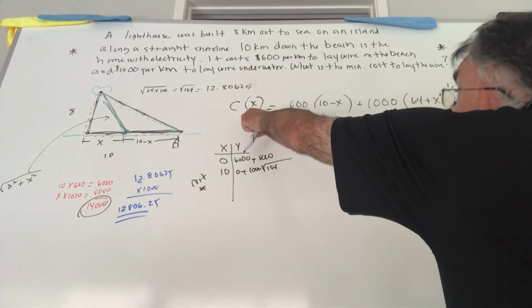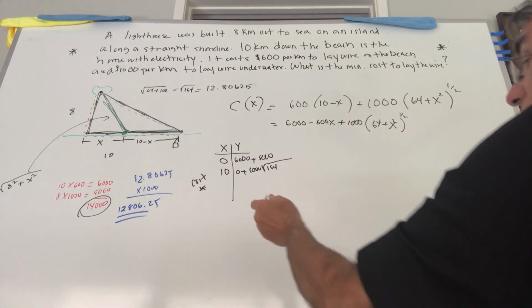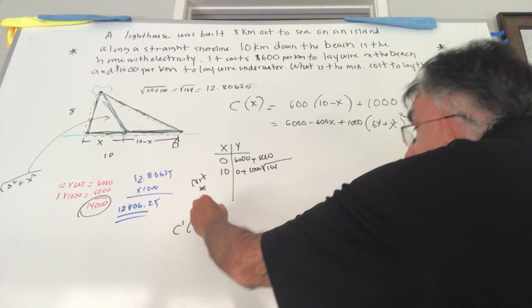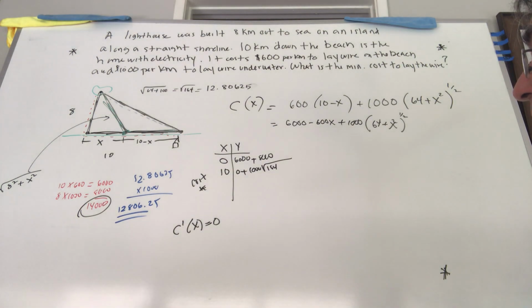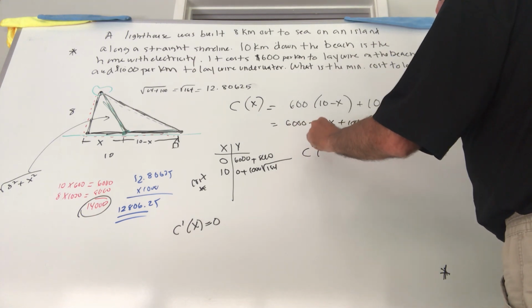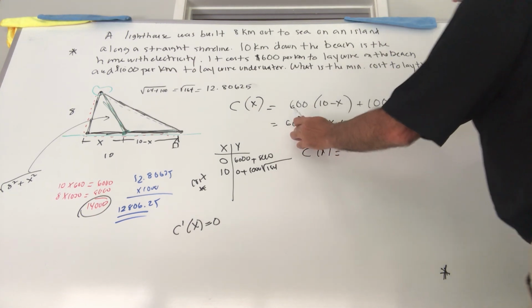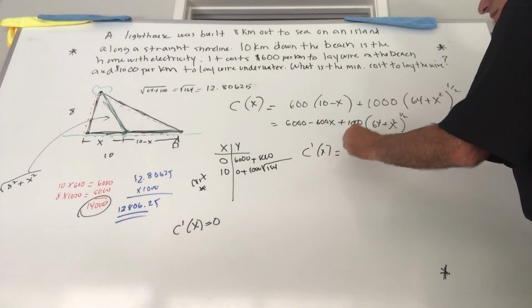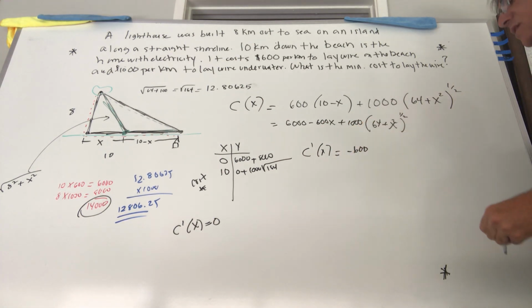And that is when the derivative of c is equal to 0, okay? Remember, the critical number is when the derivative of c equals 0. So what am I going to do? I need the derivative. The derivative of 6,000 is 0. The derivative of negative 600x is negative 600.